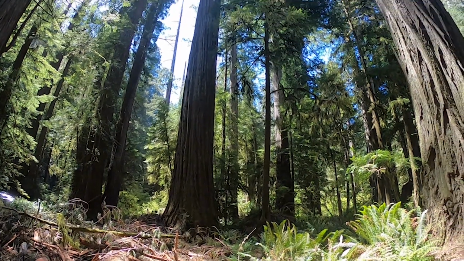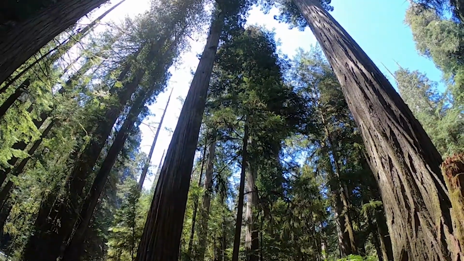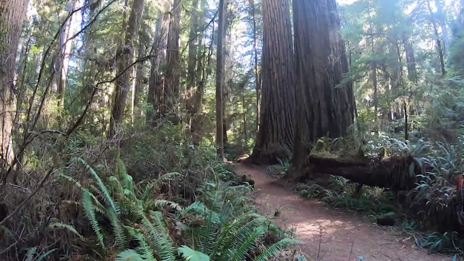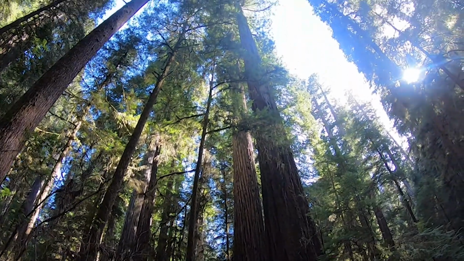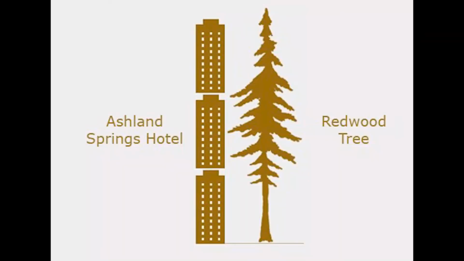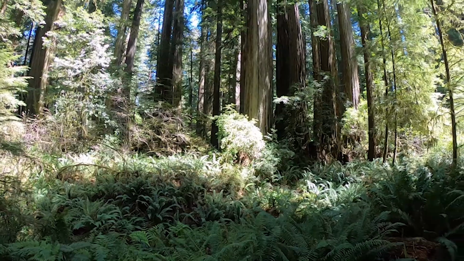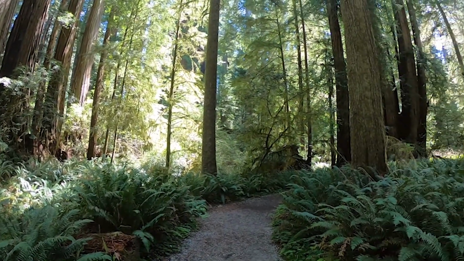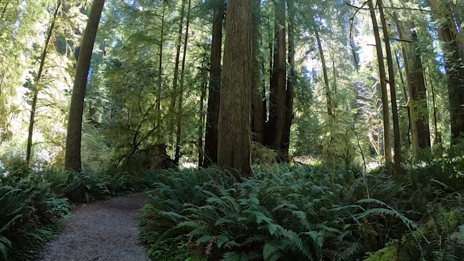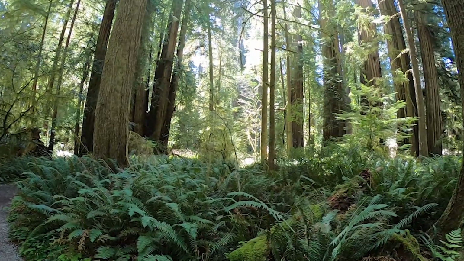The first ecosystem we will learn about is a redwood forest. Redwood forests are temperate rainforests that are home to the tallest trees on Earth, as much as over 300 feet tall. That's more than 3 Ashland Springs hotels stacked on top of each other, or about the height of the Statue of Liberty. To get this tall takes some time, and redwoods can live well over 1,500 years. That's as far back as the time of King Arthur.